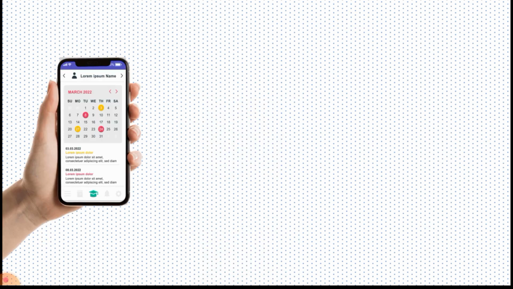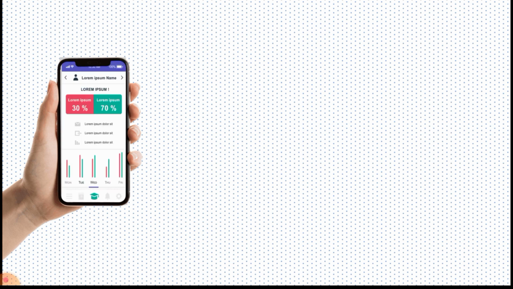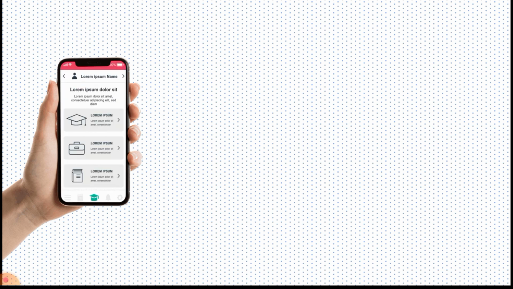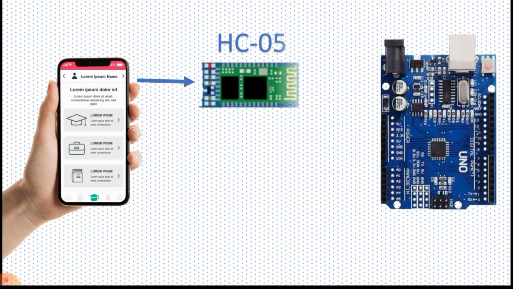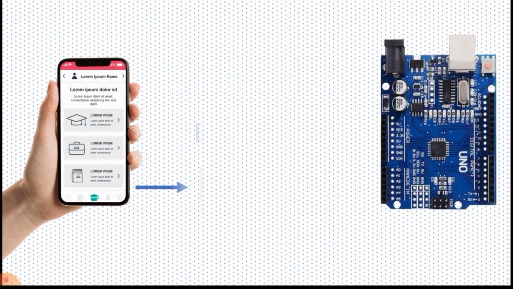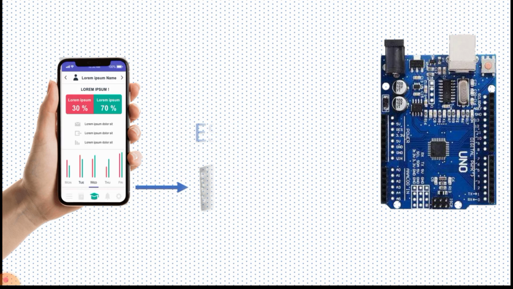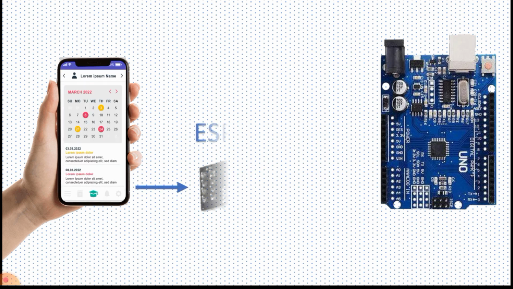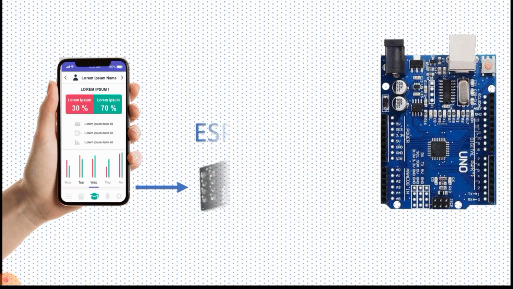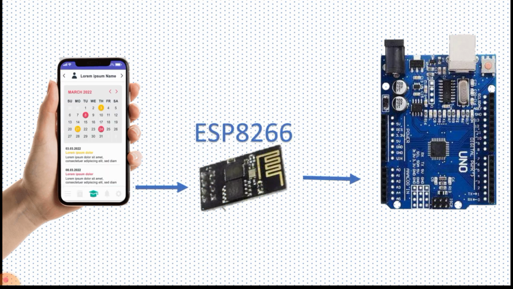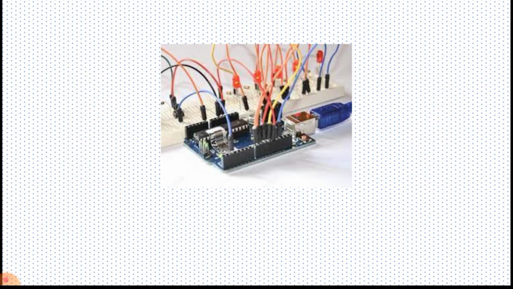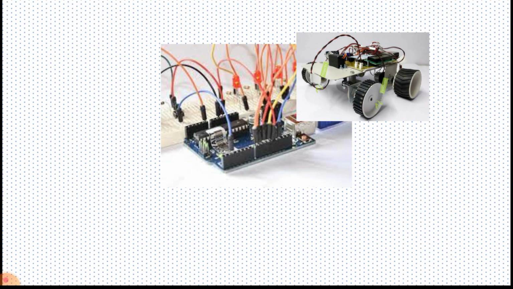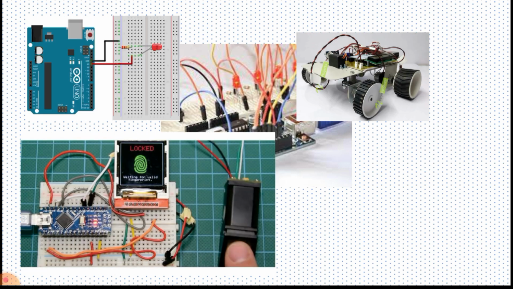Next, the Arduino board can be controlled by mobile also. For this we use two modules. One is the Bluetooth module HC05. The other one is the Wi-Fi module ESP8266. We can give commands through the mobile to control the components. Likewise, we can make many projects, for example, a 3D printer, robotic project, water level controller, line following robot.